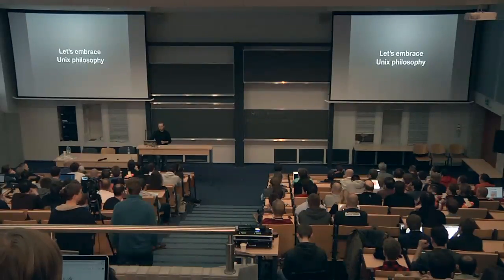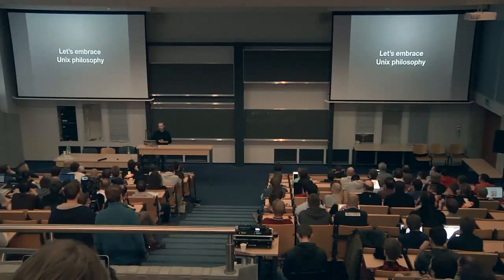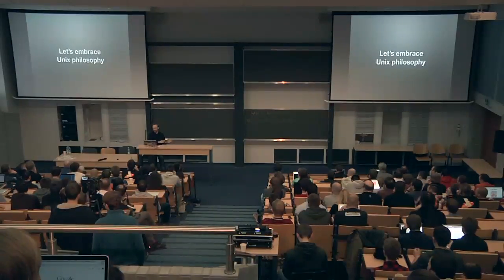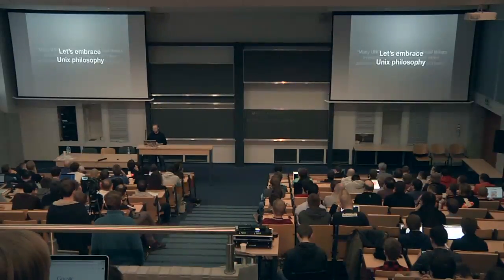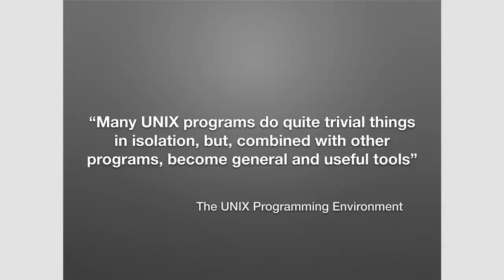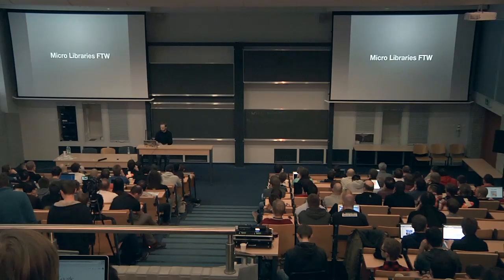I think it's fundamental. I think that we should just move towards this and be happy with Rails, but if we need something else, then we should just do it by following Unix philosophy, which is pretty much this. So many Unix programs do quite trivial things in isolation, but combined with other programs become general and useful tools. And this is like the basic stuff. And I think we're missing a lot of those small, really focused tools that we could use and combine into higher level frameworks. So that's why I think that micro libraries are just great.